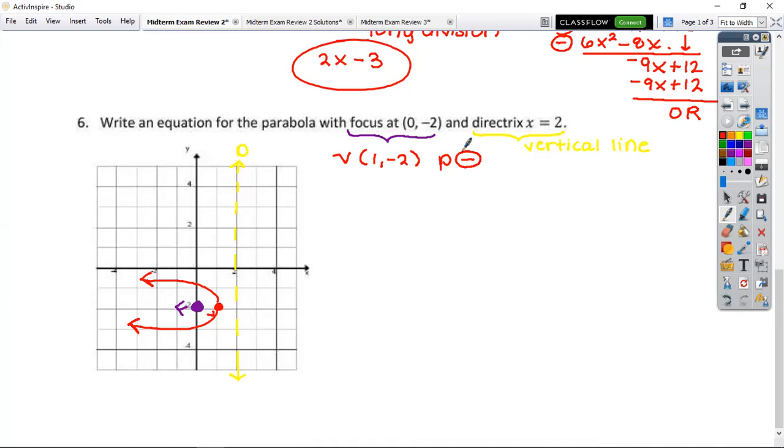Now I need to count it. So how many units are there between the focus and the vertex or the vertex and the directrix? Yeah. So p is just equal to -1.